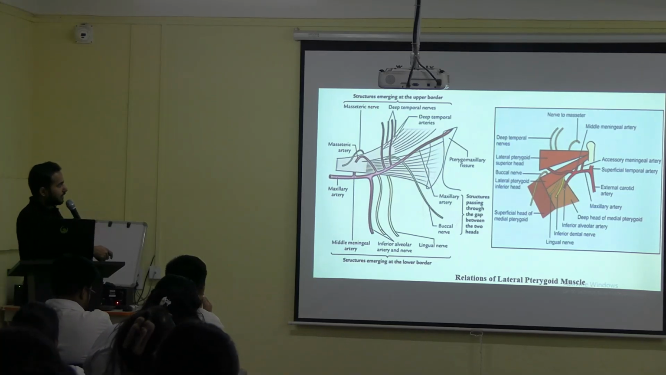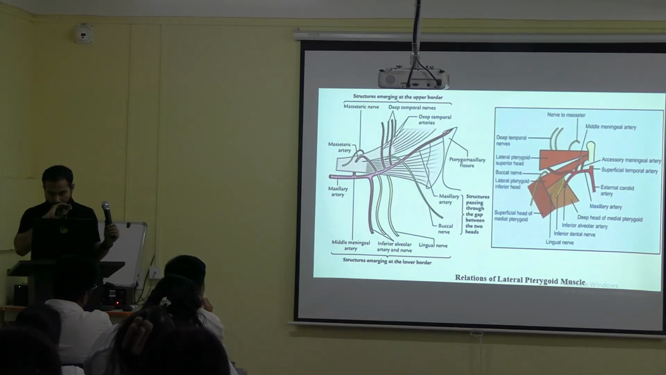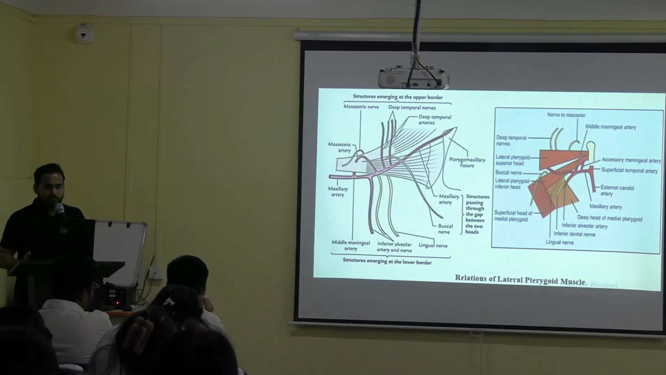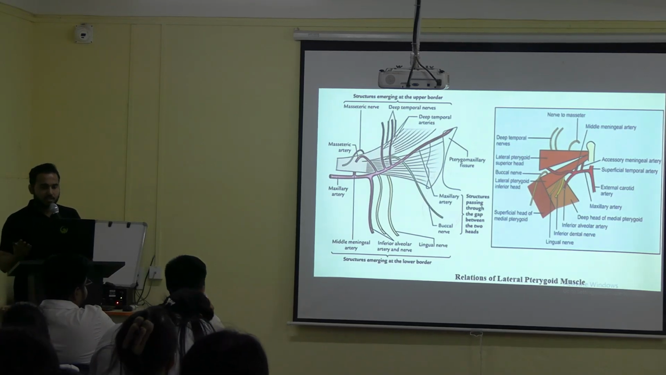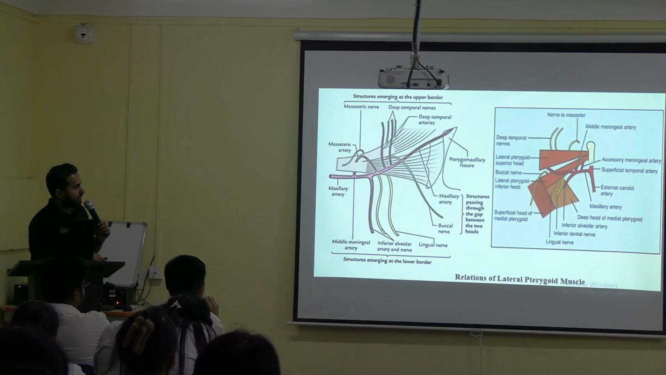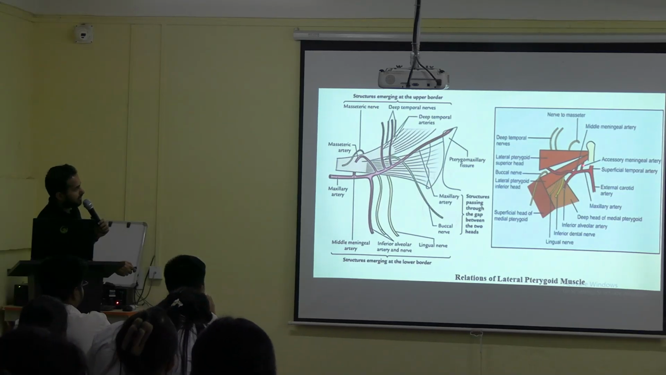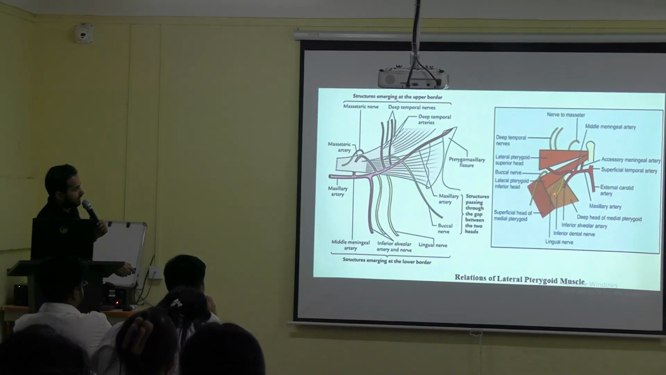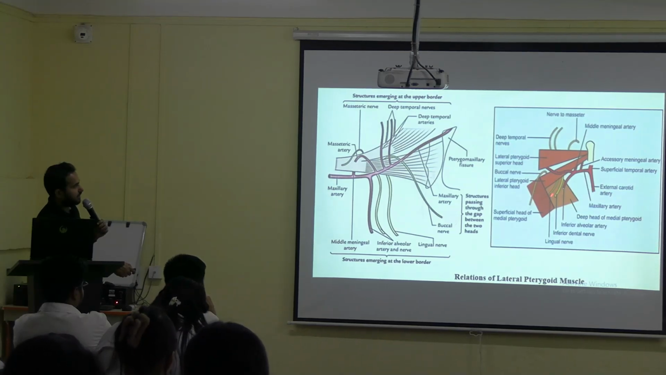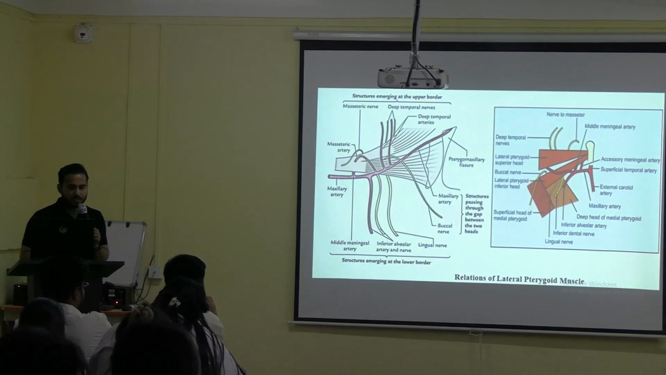Now if you see other relations, so deep relations are there. In the deep relation there will be the mandibular nerve. Okay, then you can see the middle meningeal artery is there. Okay, then the deep head of the medial pterygoid muscle. So this diagram is showing the deep relations of the lateral pterygoid muscle.